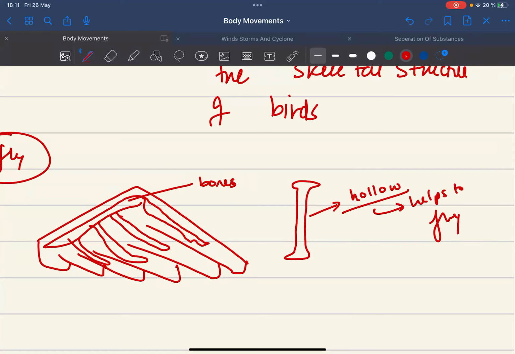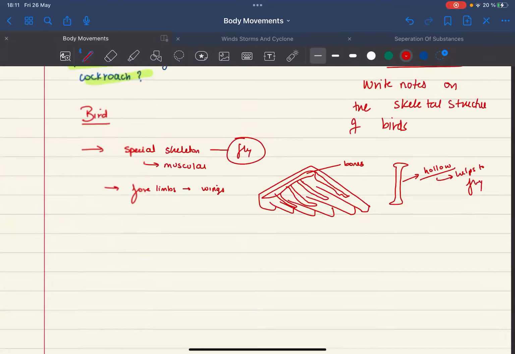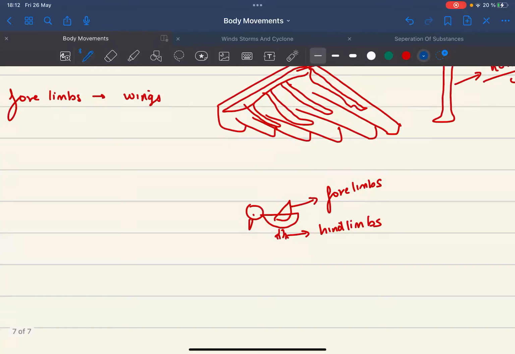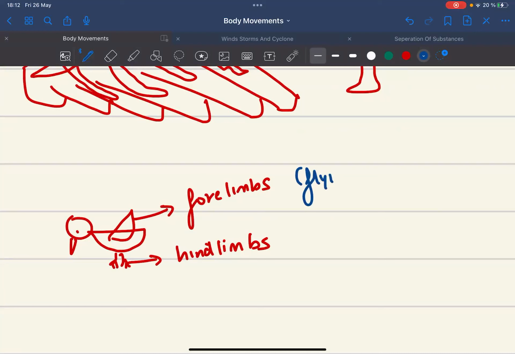Okay. The bones of the hind limbs are used for perching and walking. So you know that a bird has its wings, it has its legs, right? So these are the forelimbs. These are the hind limbs. The forelimbs are used for flying and the hind limbs are used for perching or walking.